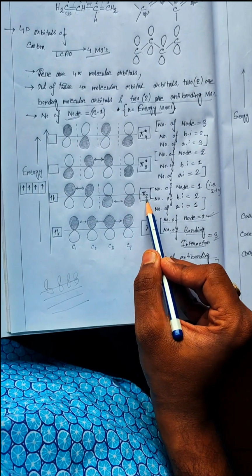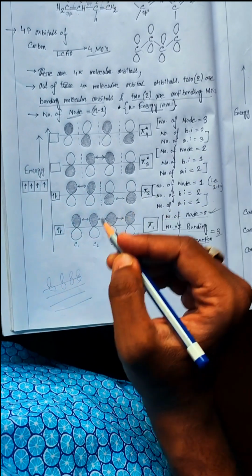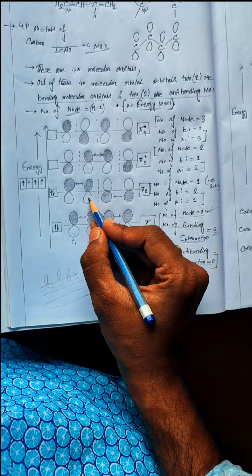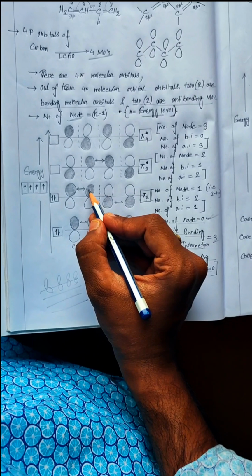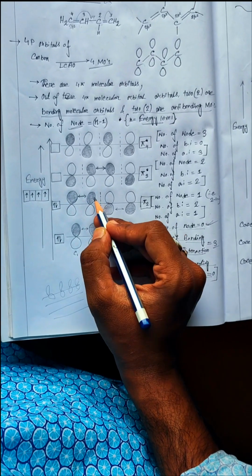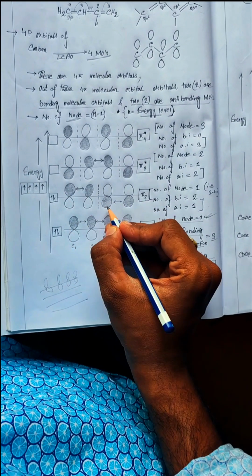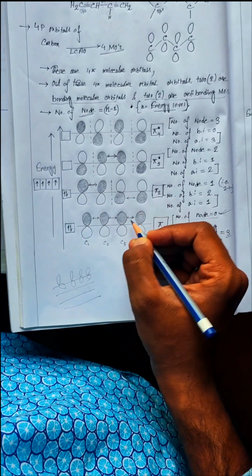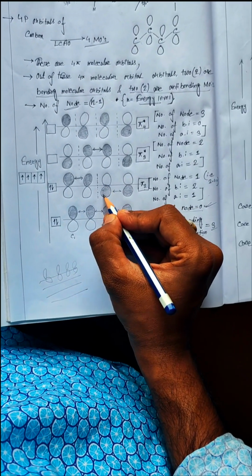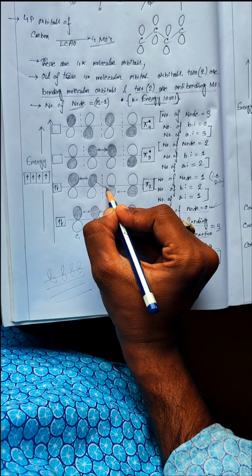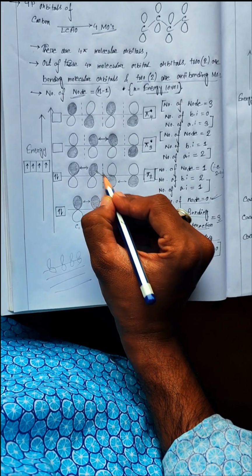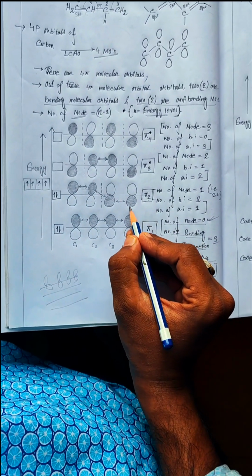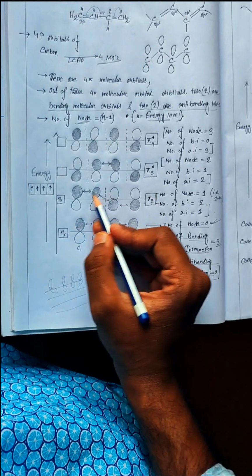Second, come to pi 2 or psi 2. Here we have to draw one node. As you can see, I have drawn a dotted line between the C2 and C3 carbon atom p orbitals, where the two opposite lobes are present. There is one shaded part above the p orbital, and below the C3 carbon atom there is one shaded part. So there is one anti-bonding interaction, and there is one bonding interaction, and there is another bonding interaction.